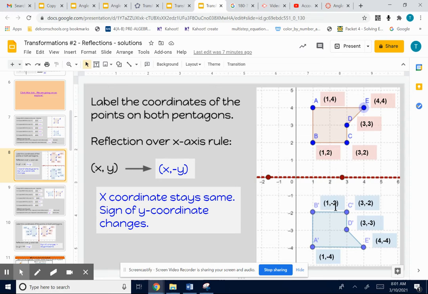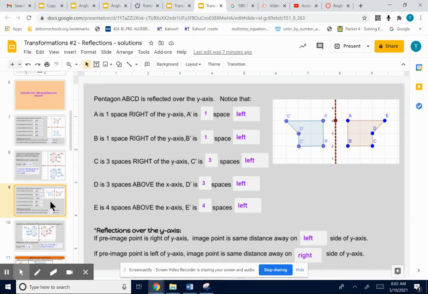The y coordinate changed. So we could say the rule is that (x, y) maps to (x, -y), or the opposite y. That's the shortcut. The same reasoning applies for reflections over the y-axis.